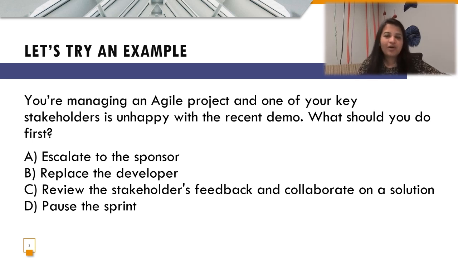Option D says pause the sprint, which is definitely going to disrupt the team's flow, and it's not going to allow you to reach the root cause of this issue, helping you to solve this problem. So that leaves us with only one option choice, which is option C, saying review the stakeholders' feedback and collaborate on the solution. And that's exactly what PMI wants to see in the agile environment. See how that works. Just follow the process and there you go. You reach the right answer much faster, and you understand why this is the right answer according to PMI. So option C over here is the right option choice.